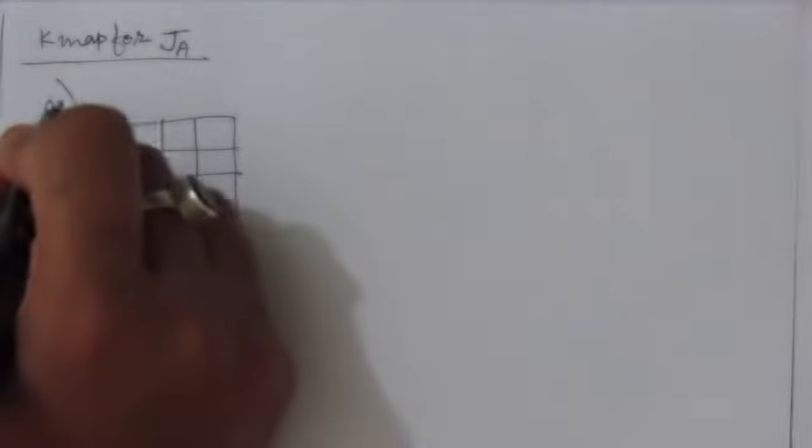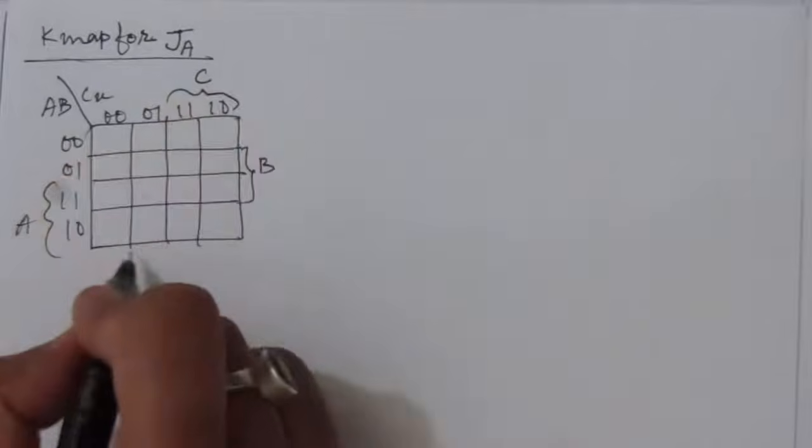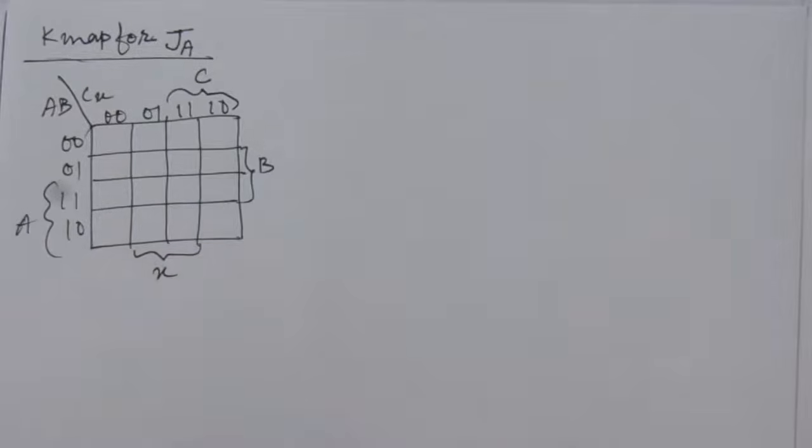So we have a 4 variable map here. A, B, C, X. 0 0 0 1 1 1 1 0 0 0 0 1 1 1 1 0. Okay, so these are A, these two rows are B, these two columns are C, these two columns are X. Now we have to fill up this K-map with the JA values.